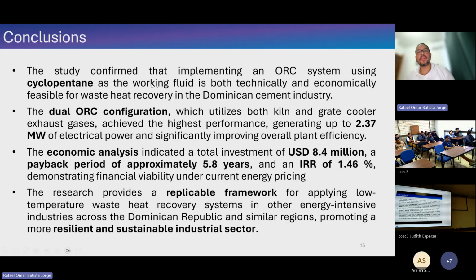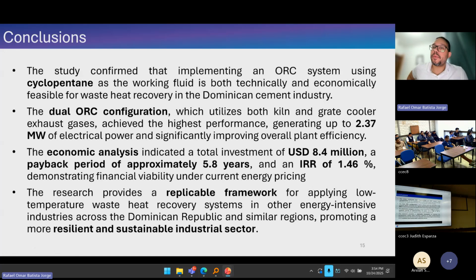So the study confirmed that implementing an ORC system using cyclopentane as a working fluid is both technically and economically feasible for waste heat recovery in the Dominican cement industry. The dual ORC configuration, which utilizes both kiln and clinker coolers as heat sources, presented the best configuration, right, with the maximum production of energy. Also, the economic analysis showed that this is a viable solution for improving energy efficiency, right?